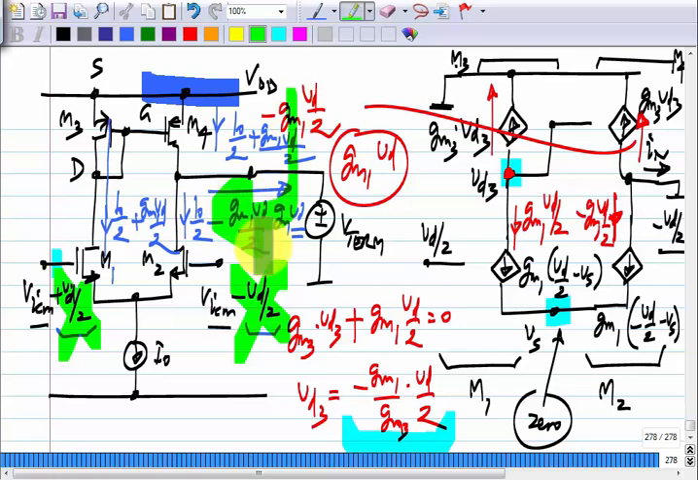What will that be in this case? No, I mean in this circuit, I have not drawn any RDSs anywhere. What is it? 1 by GM of which one? Why?